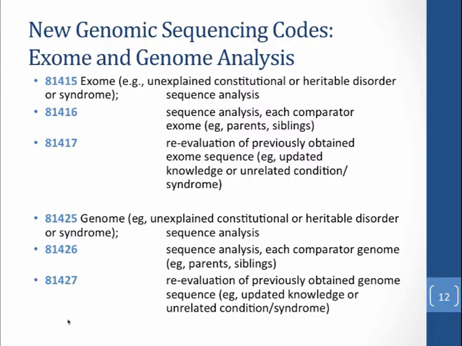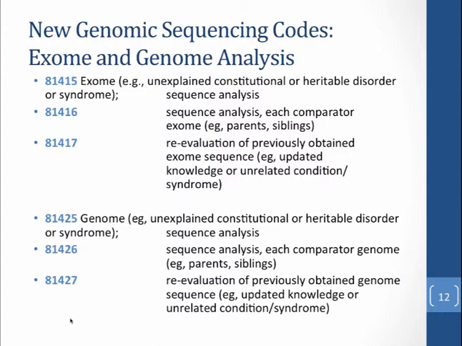And these are essentially codes looking to the future as much as they are at present, and that's for exome and genomes. There are 3 codes in each of these sets, and the interesting thing here is, in addition to the exome or genome, there is also a code for comparator exomes or genomes that might be run. And also, the most unique feature is for reevaluation of previously obtained sequence data.